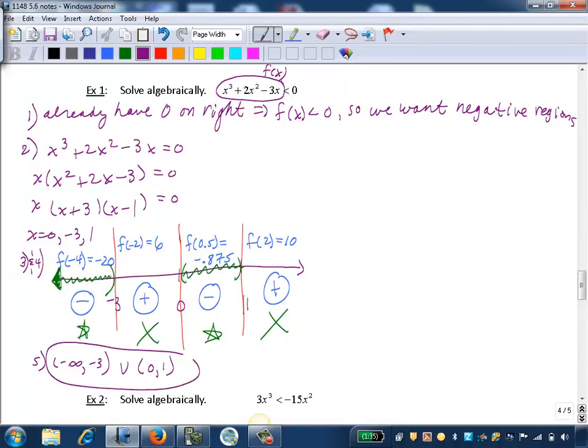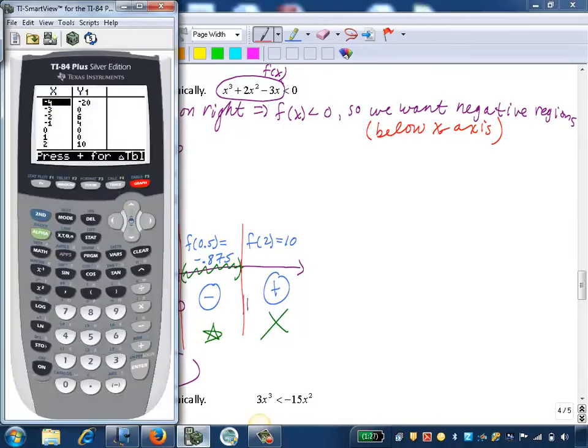Now, if we want to check this graphically, we know on a graph, if we want the x values where the y values are less than 0, we want to look below the x-axis. So we want the negative regions, and if you were doing this graphically, we can write this in here. We want regions below the x-axis. So we have our graph here, and we want to see the regions where it falls below the x-axis. So you can see this region here, negative infinity to negative 3, and then this little piece here from 0 to 1, which is exactly the answers we got.